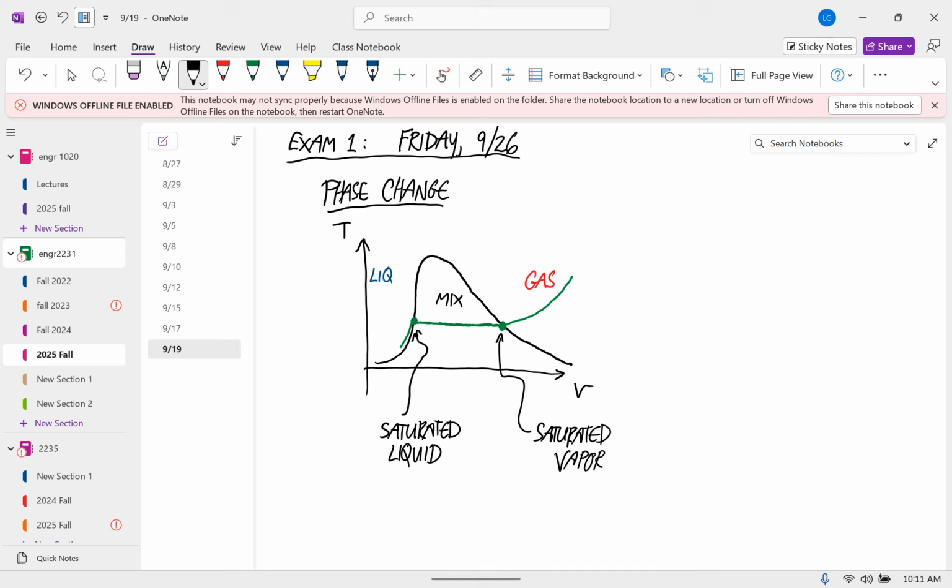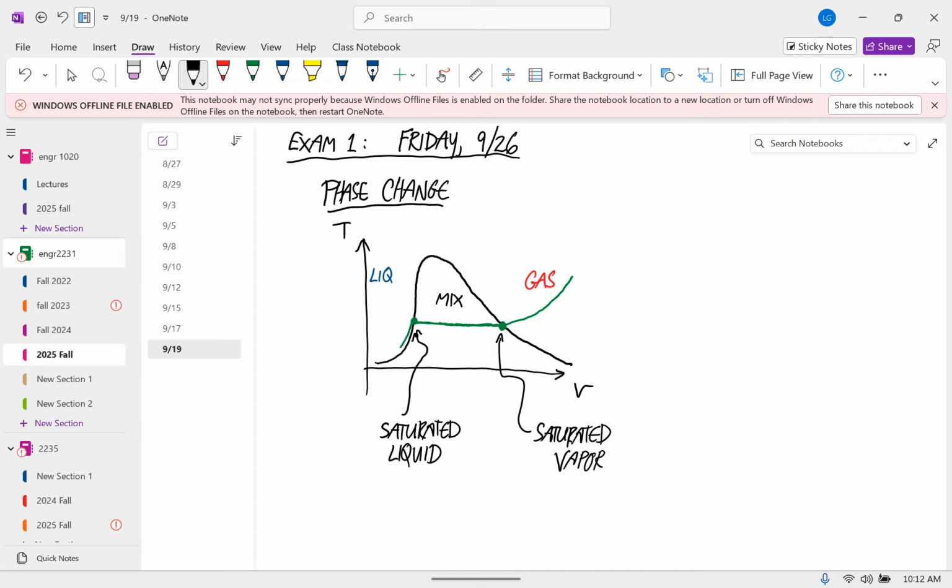In between, it's a mix of saturated liquid and saturated vapor. Professor, so basically when it's in the middle of that and we add more energy to the material, is it like a fraction sort of thing? Yeah, it's a fraction thing. And then at that saturated vapor point, it's just all gas?